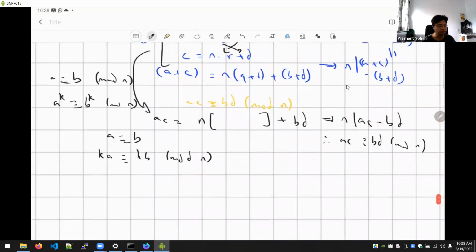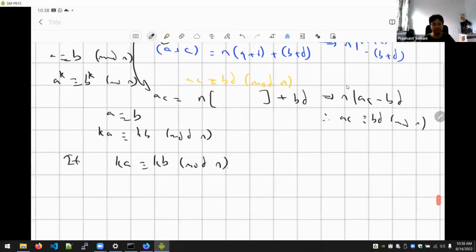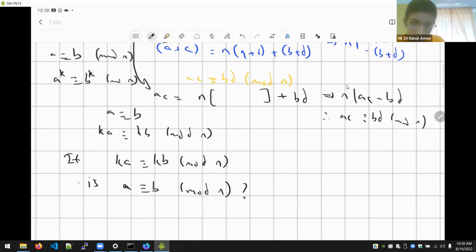So now the question is, can we do the reverse? Suppose given some integers such that kA is congruent to kB. Is it true that A is also congruent to B? In other words, can we just cancel the copy of k from both sides? No, sir. No. So in general, you cannot do this, and you can, I think, come up with some simple example why this does not work.